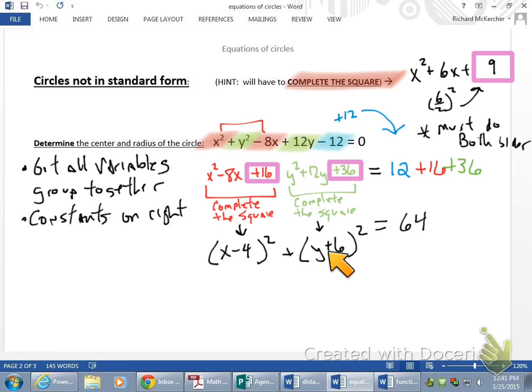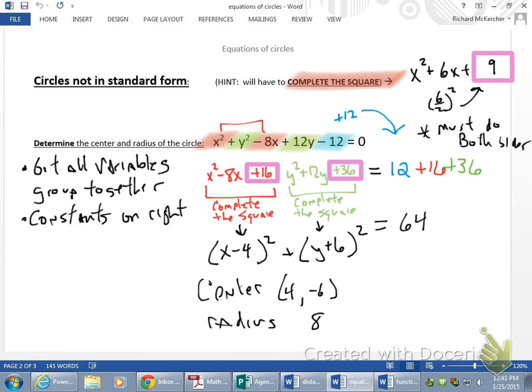And this is the center radius form. So now it's easy for me to tell that the center is at 4, negative 6, and the radius is 8. So we were able to take something that was crazy in standard form, put it into center radius form, easily determine the center and the radius.